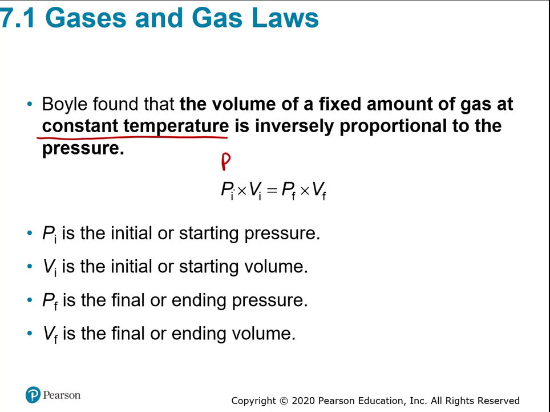So you can think of the initial pressure as P1. You can think of the initial volume as V1. So you can use Pi and Vi, or P1 and V1. You can think of the final pressure as that second pressure and the final volume as the second volume. So you can use 1s and 2s. Just think P1, V1, that's what you start with. P2 and V2 is what you end up with.